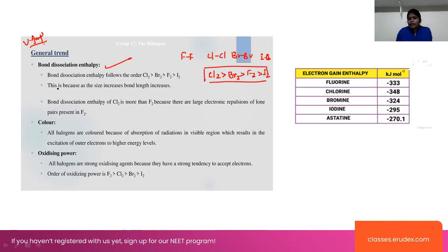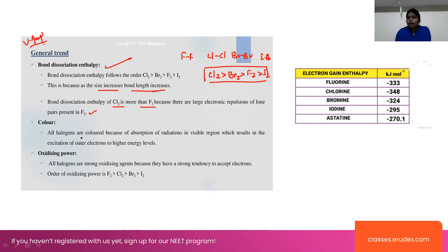Next, the reason is given: size increases and bond length increases. The bond dissociation enthalpy of chlorine is more than fluorine because there are large electronic repulsions of lone pairs present in F2. Due to the small size and the high repulsions, the bond becomes very weak and the bond dissociation energy is less here.